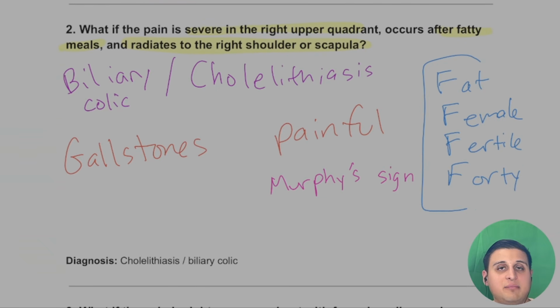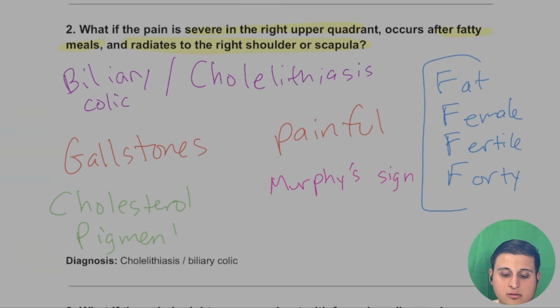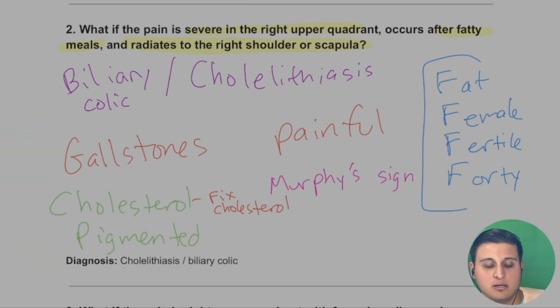Let's say they're having a bad diet. We're going to make sure their cholesterol is treated, right? Because we can have two different types of gallstones. We can have cholesterol, or we can have pigmented, right? So if it's cholesterol, we'll treat whatever way we need to treat them in order to fix cholesterol. If it's pigmented, we might need to figure out why they have pigmented gallstones, right?